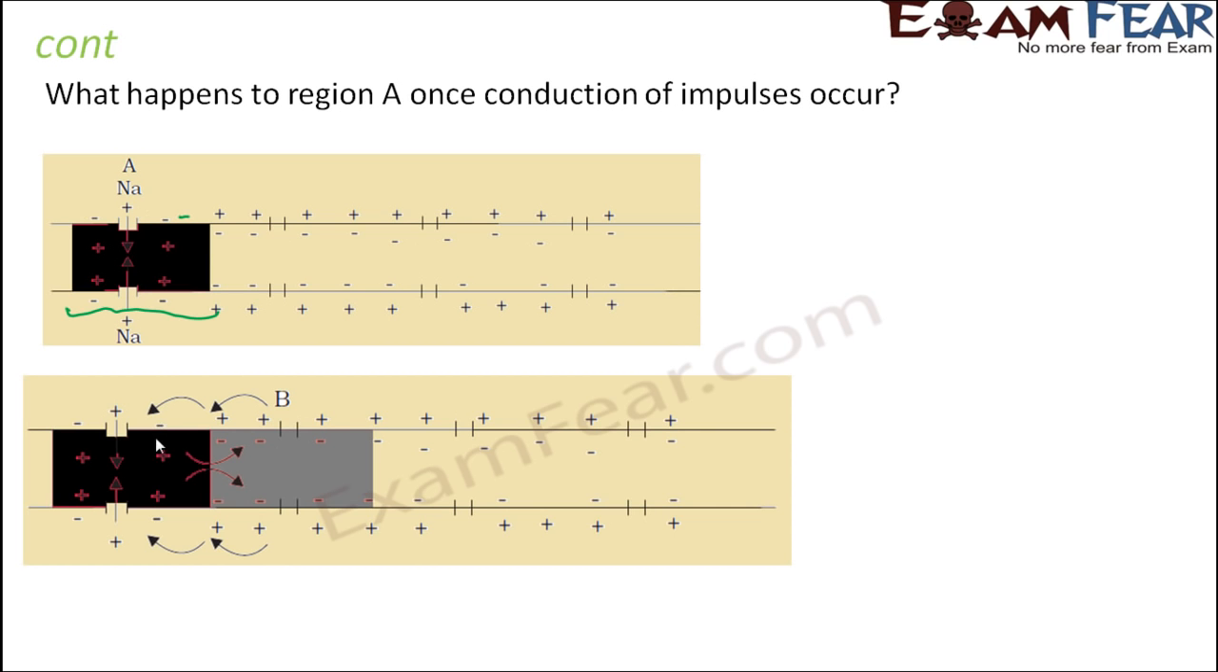Now as soon as the action potential is conducted from region A to region B, the potassium ion permeability of region A increases, and therefore potassium ion outflux starts to occur just to balance the influx of sodium ions. So that will balance each other. Therefore the inner membrane again becomes negative and the outer membrane becomes positive. So the resting membrane potential is retained, and we say that it is repolarized.